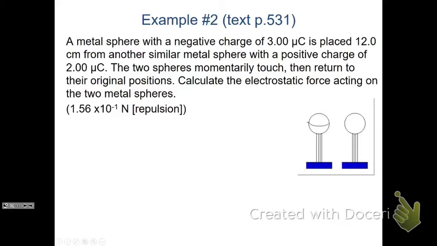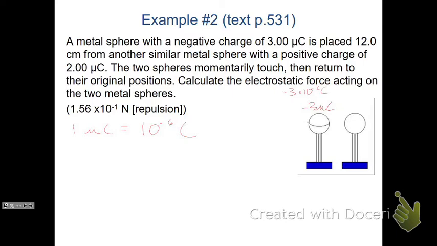Okay, so we are presented with a problem here. We have two metal spheres. One has a negative charge of 3 microcoulombs. Very good question: 1 microcoulomb is equal to 10 to the negative 6 coulombs. So we can just change this right now. So negative 3 times 10 to the negative 6 coulombs.